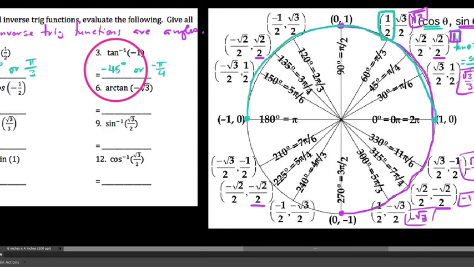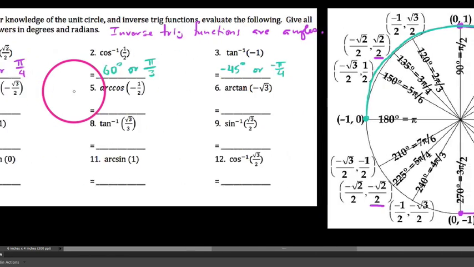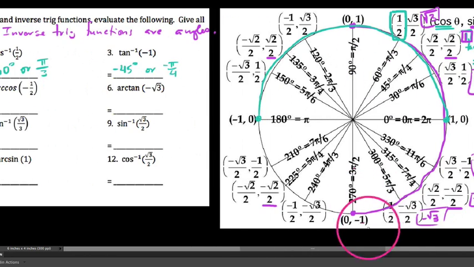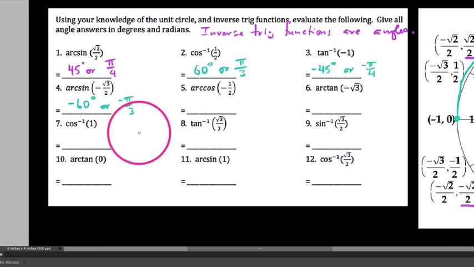Okay, so let's keep looking at these here. Number 4, what angle between negative and positive 90 gives us an arcsine, or a sine value, of negative root 3 over 2? Between these two angles, looking at our sine values, it must be a negative 60 or a negative pi thirds. So really this is all we're doing on all of these, running through and determining the angle that would give us these specific trig function values.